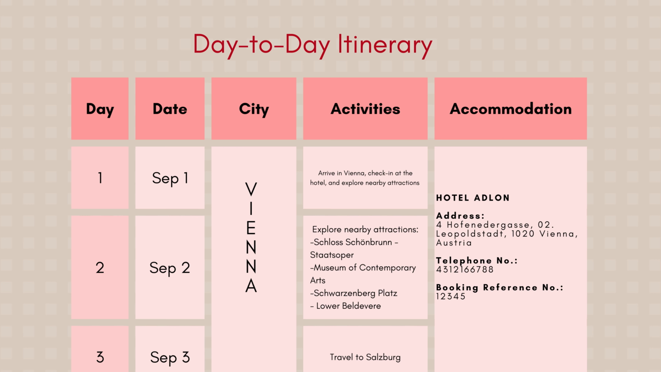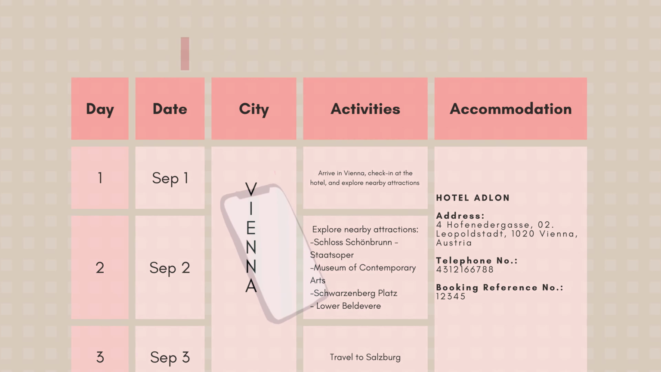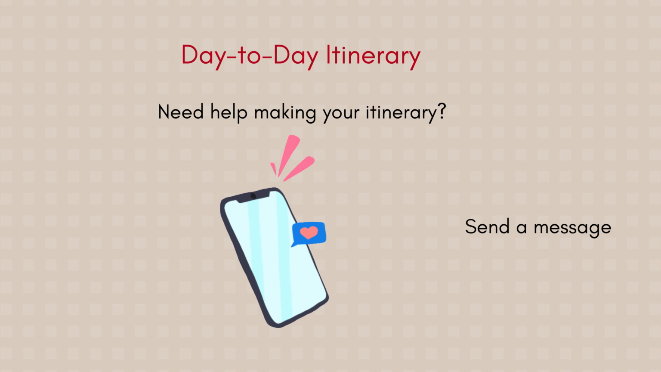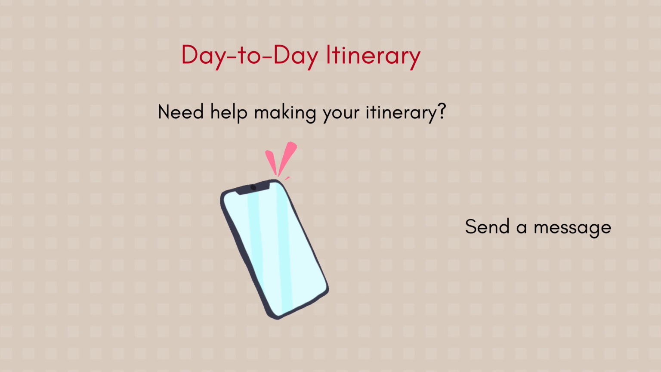I have here a sample of day 1 to 3 going through Vienna. I've indicated the activities and of course the places that you will be visiting. This is just a sample itinerary. If you would need help in making your itinerary, send me a message or go through my coffee page for the sample template.